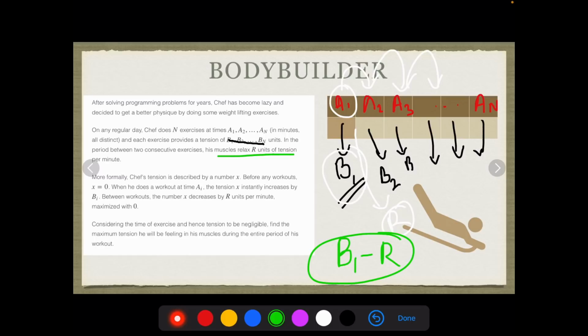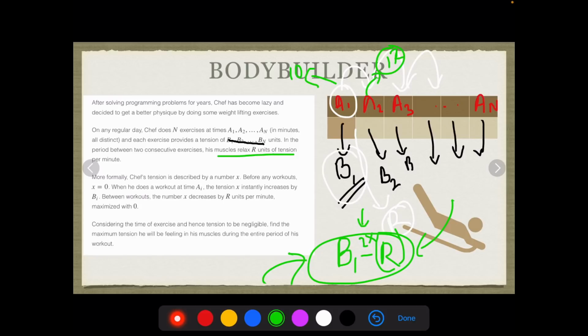Now, like I said, suppose the timestamp here is 10 and it is 11, then this holds true, B1 minus R. But suppose this is 10 and this is 12, this is going to be B1 minus 2 times R. This is the important point that you must remember, that the timestamps may not be consecutive. If they are not consecutive, you'll have to multiply the minutes in between them with the R that will be provided. This is the key crux of the problem for which many will get a failed test case.